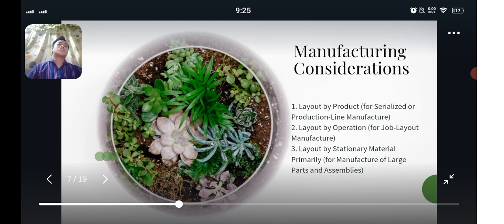manufacturing considerations. So there are three groups of general classification and manufacturing consideration. These are layout by product or for serialized or production line manufacture. Then the second one, layout by operations for job layout manufacture. Then number three, layout by stationary material primarily for manufacture of large parts and assemblies. So in layout by product, product layout is a structural arrangement of various machines concentrating on producing a single final product.